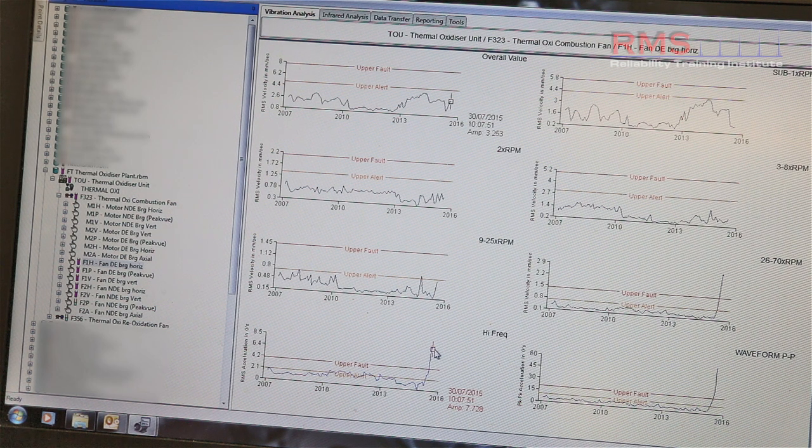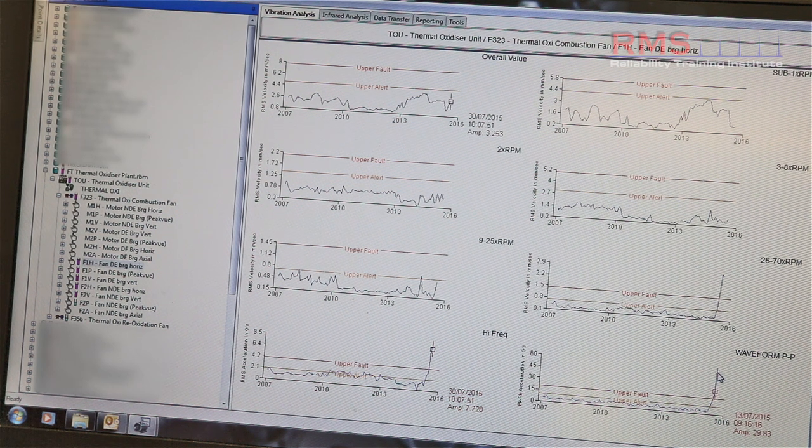But if we look at the high frequency values, this is the HFD reading, that's 7.7, and if we look at my favorite parameter, the waveform peak to peak, we've got a trend increase there, quite dramatic, and it appears it's been going up over the last few visits. So this here's telling us we've got a serious problem on this machine. It's gone through the fault level. So what we need to do now is just scan some of the other trends on the other points, and then get a feel for exactly where this problem is.